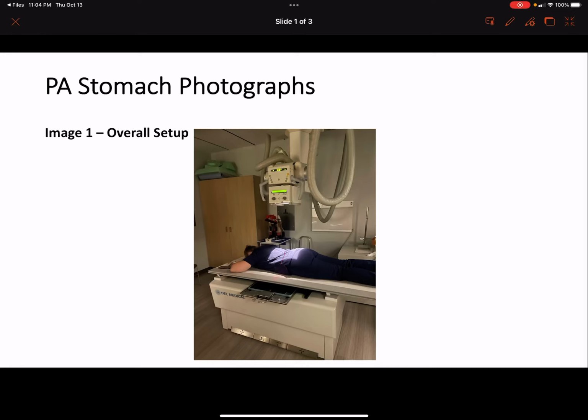Positioning project number 4, PA stomach. Patient preparation. I met the patient and introduced myself. I gave her instructions on how to ingest the barium and how the barium contrast works to make the gastrointestinal tract visible radiographically. I then asked her to tell me her name and date of birth so I could verify her information correctly on her chart and wristband.